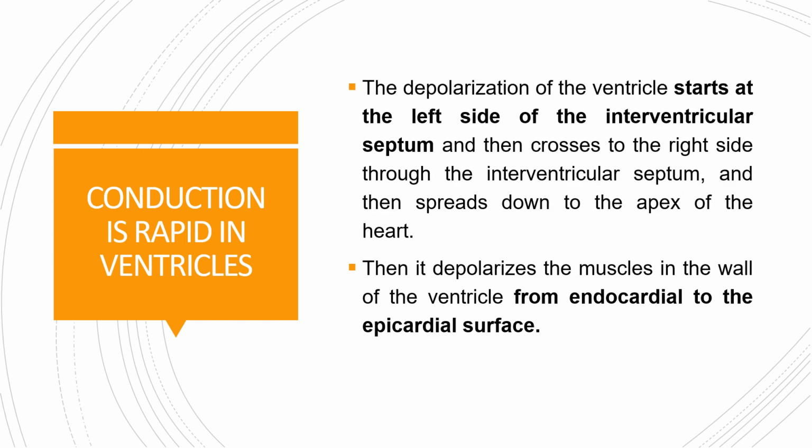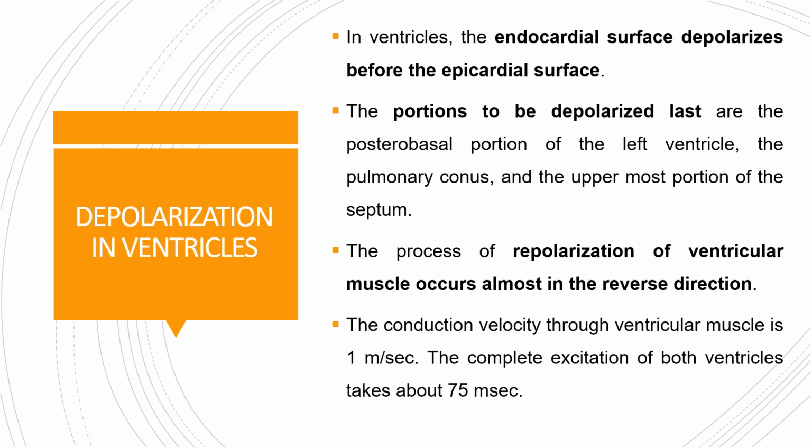The depolarization of the ventricle starts at the left side of the interventricular septum, and then it crosses to the right side through the interventricular septum, and then spreads down to the apex of the heart. Then it depolarizes the muscles in the wall of the ventricle from endocardial to the epicardial surface. First, the endocardial surface is depolarized, and then the epicardial surface is depolarized. In ventricles, the endocardial surface depolarizes before the epicardial surface.